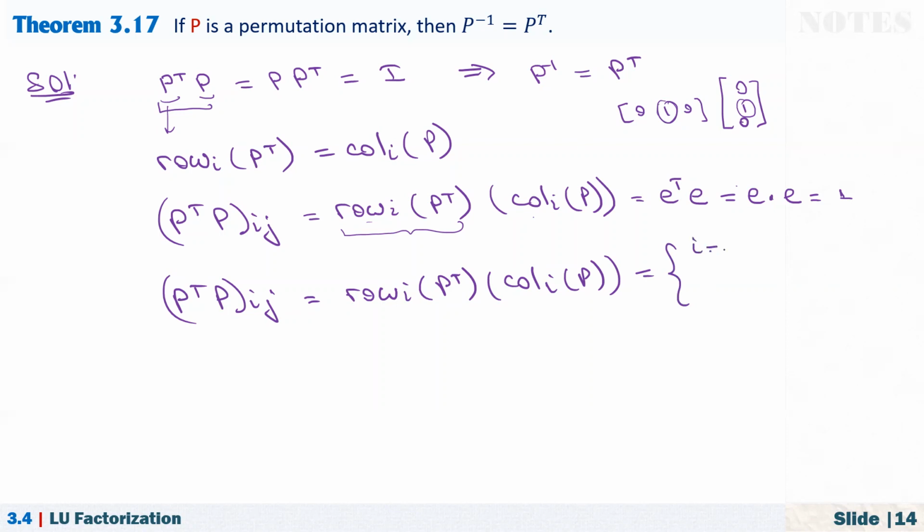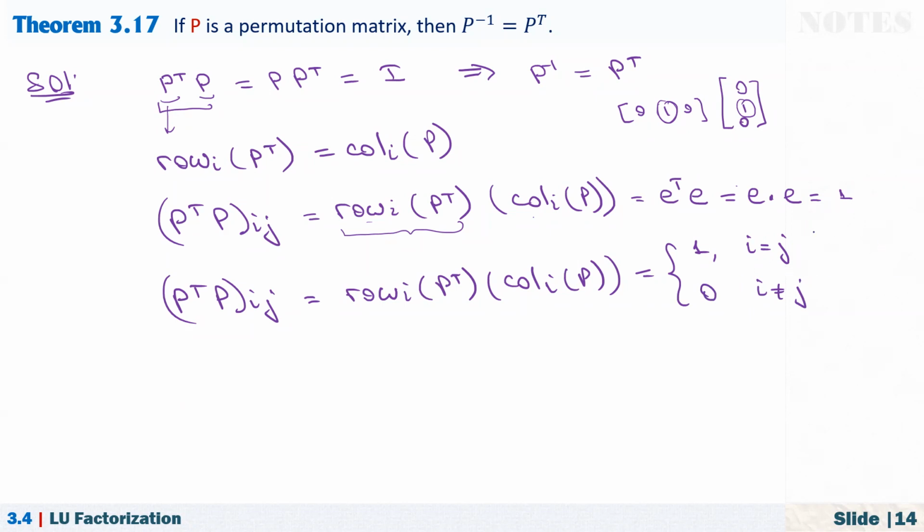If i is equal to j, it's the first case, so I need to write like this. That's equal to 1 if i is equal to j: the one is in the same place. And how about if i is not equal to j? That means that these ones appear in different places, and if you multiply them, that's equal to 0. It's just the definition of the identity matrix.